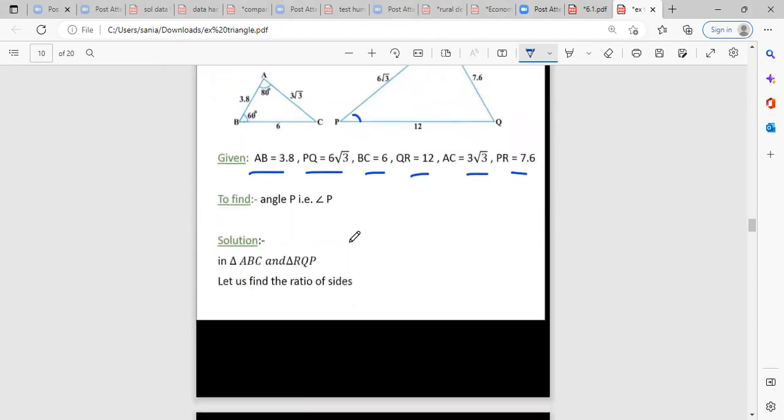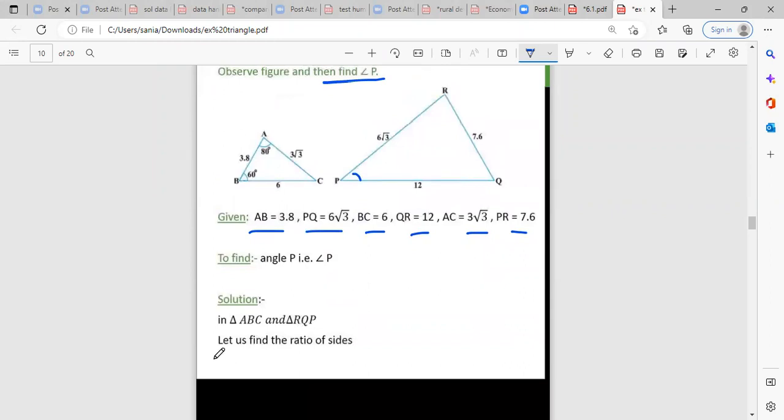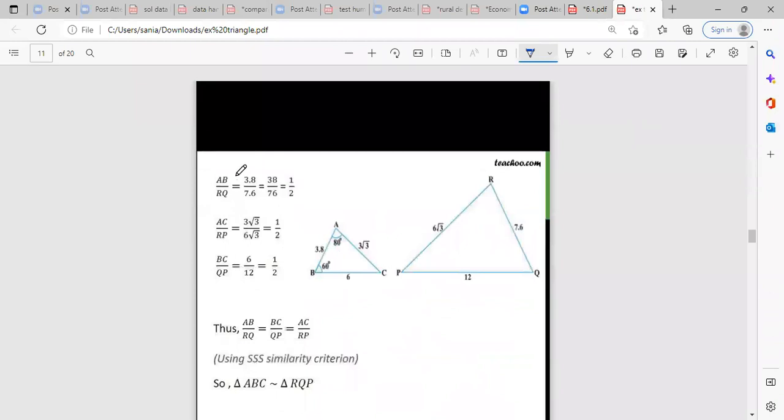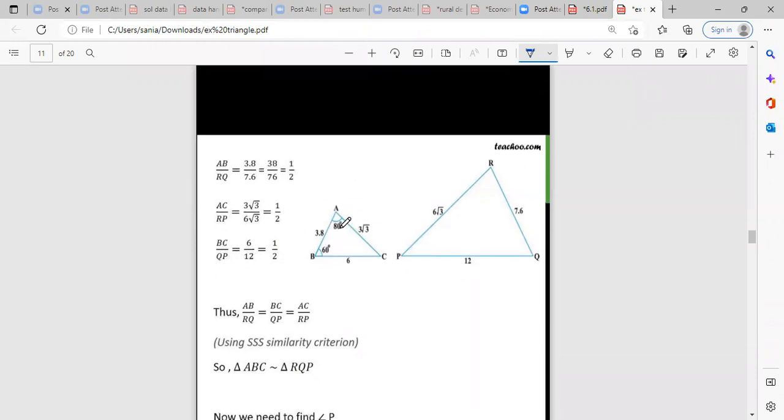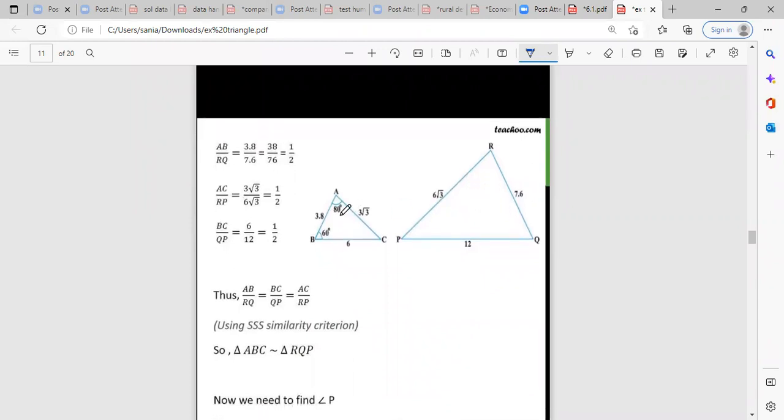So in triangle ABC and PQR, let us find the ratio of sides. Ratio in the sense, AB divided by RQ, and then AC divided by RP, and similarly BC and QP. Okay, so you will put the ratio, you will get 1 divided by 2. So this means that their ratios are equal. So if the ratios of sides are equal, that means these two triangles are similar.